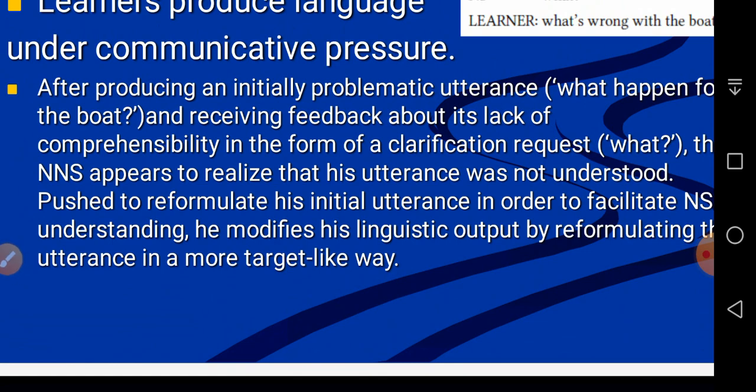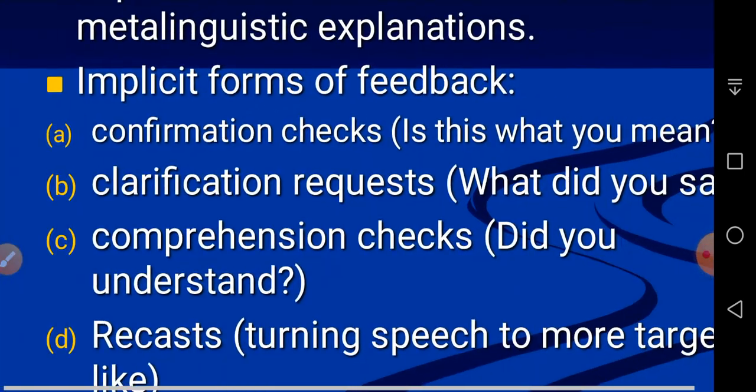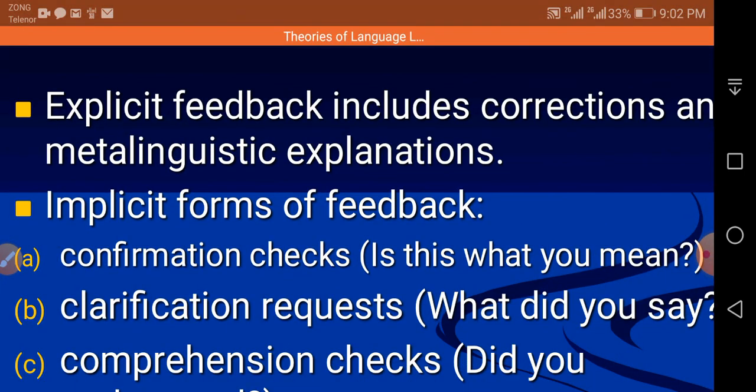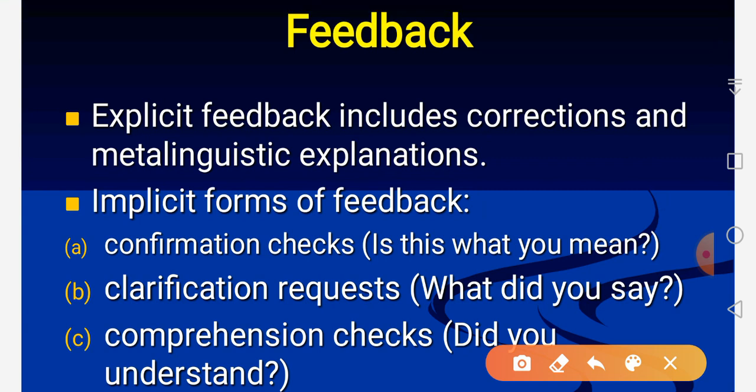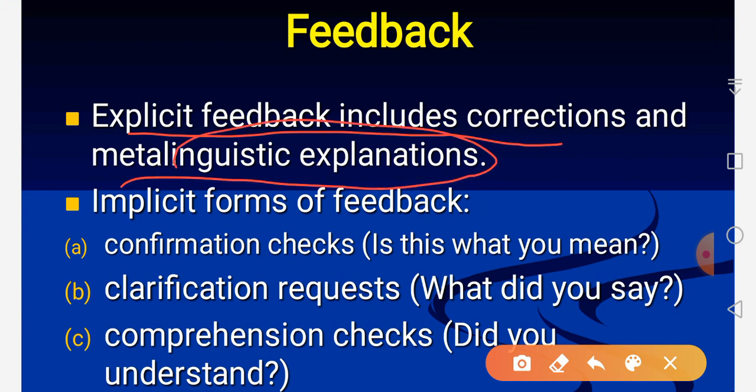So this theory says that if you want to learn a second language, you need to be put into an interactionist mode environment. Okay. Feedback. Now what is feedback? Feedback can be explicit. Feedback means corrections and meta-linguistic explanation, like your facial expressions, your body language, etc. You can say, no, it is incorrect, okay.